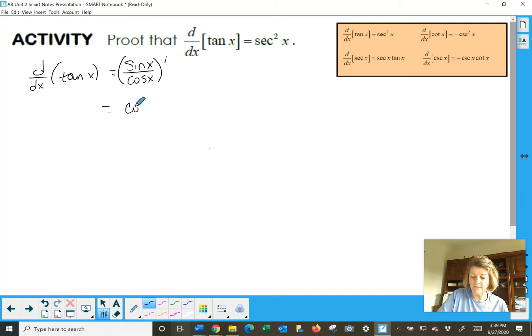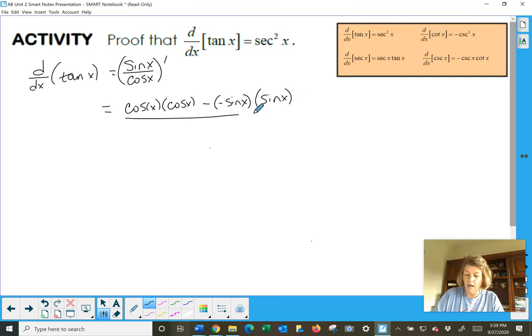Derivative of sine gives me cosine times the bottom. I've got to say it because that's the way I think it in my head when I'm doing it. Derivative of the top times the bottom, or f prime g minus g prime f. Derivative of the bottom gives me negative sine x, because it was derivative of cosine, multiplied by the top, which is sine x. All divided by cosine squared x.